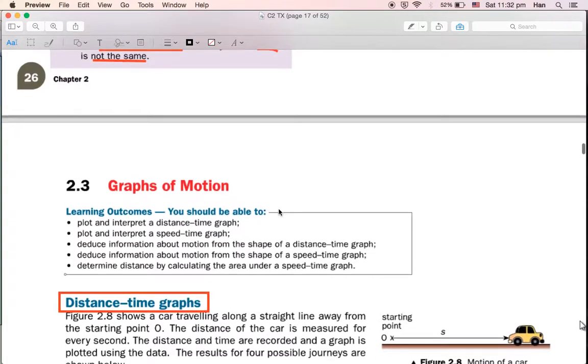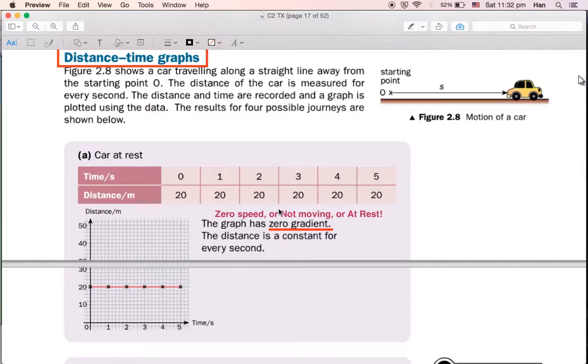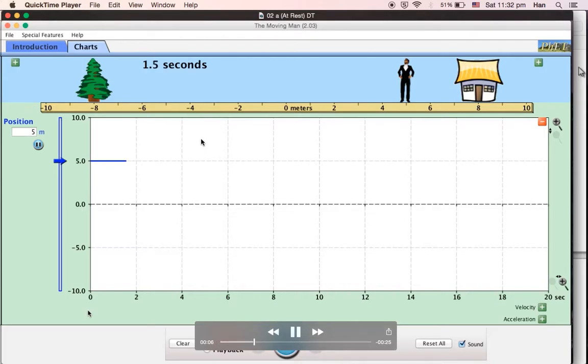If you go to page 27, distance time graphs. The first scenario is a car at rest, or any object that's at rest. You will see the distance time graph is basically a flat horizontal line. It can be horizontal at 20 meters, 10 meters, 30 meters, it doesn't matter. As long as it's horizontal, it's a car at rest. Most importantly, note that this is the first type of graph we are talking about, which is a distance time graph. Let's look at the second scenario.